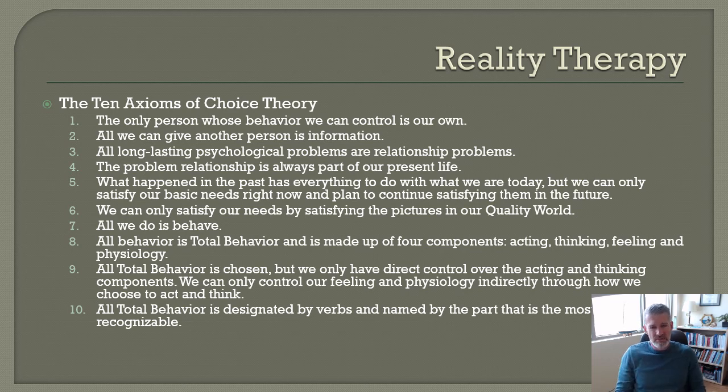These first two axioms, the only behavior we can control is our own, and all we can do is give other people information, are important because Glasser is going to ask the person to focus on relationships as the likely source of whatever psychological problems are bringing the person in for psychotherapy. So he's essentially saying you might be bringing in things that are not on their face necessarily relational, but that if you dig down deep enough into what's really going on, the odds are that they do arise from some sort of problem in a relationship that can be addressed in part by the first two axioms, accepting that all we can control is our own behavior, and that all we can do is give another person information.